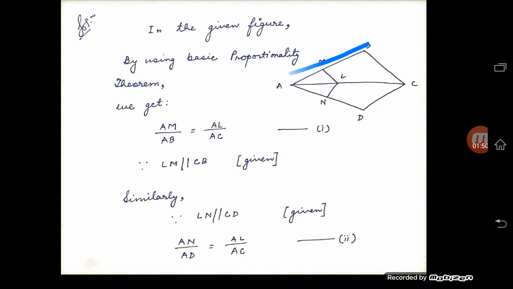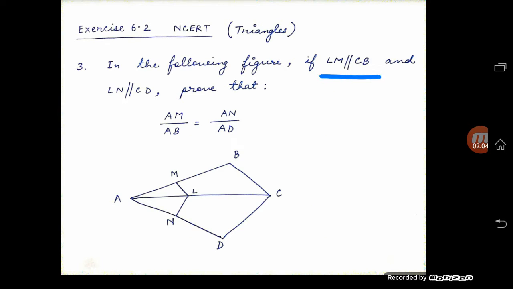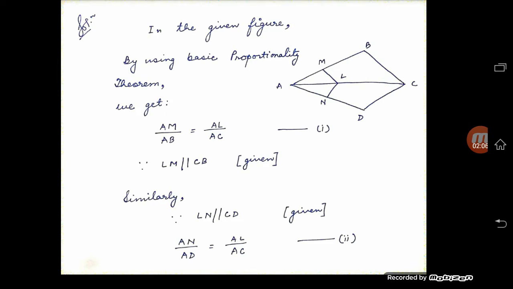So here in this triangle ABC, you have LM intersecting AB and AC. Now it is given that LM is parallel to CB. So by using the basic proportionality theorem, we have AM by AB is equal to AL by AC. We mark this as equation number 1.